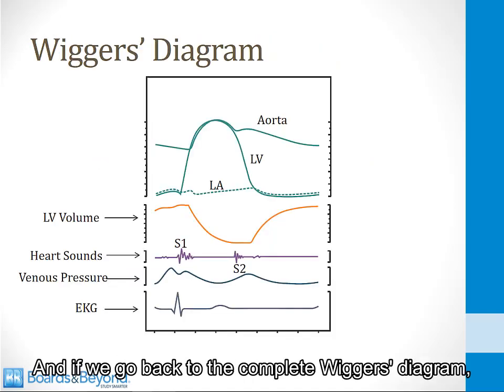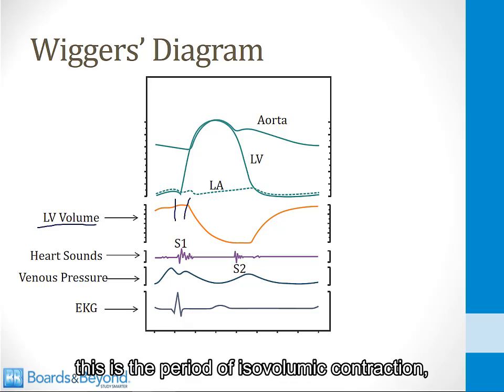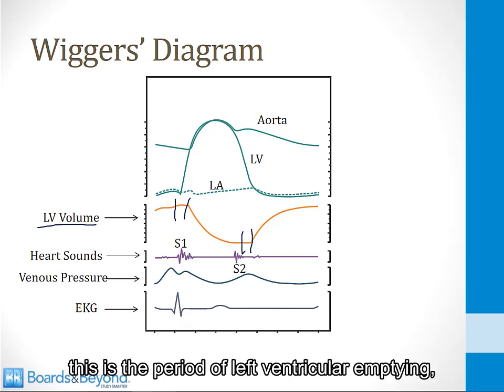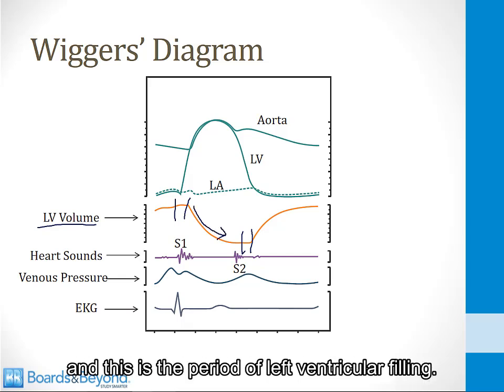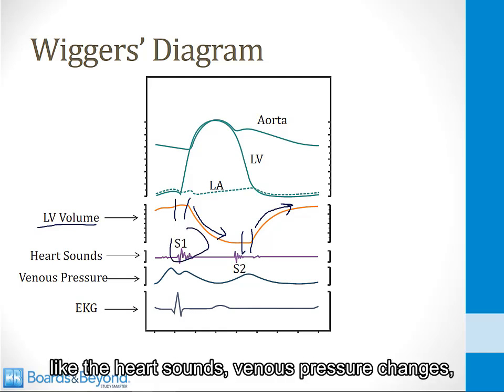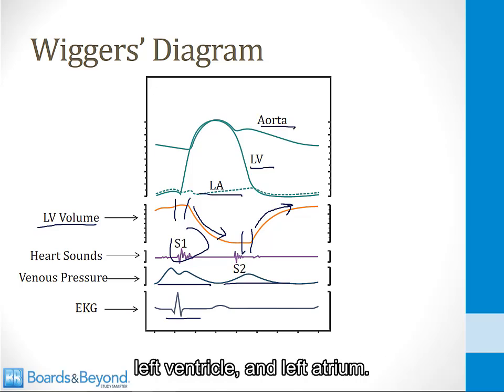And if we go back to the complete Wiggers diagram, you can see the LV volume change over time here. This is the period of isovolumic contraction. This is the period of isovolumic relaxation. This is the period of left ventricular emptying, and this is the period of left ventricular filling. And you can correlate these periods to lots of other events in the cardiac cycle, like the heart sounds, venous pressure changes, QRS complex, and pressure changes in the aorta, left ventricle, and left atrium.